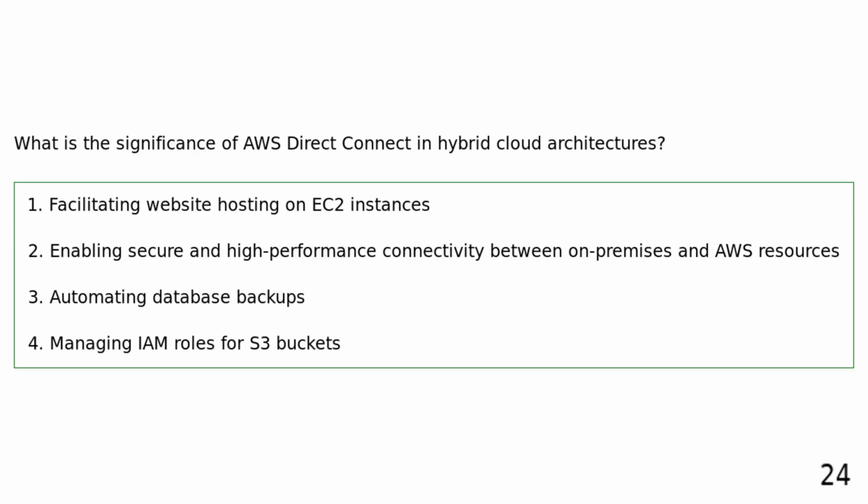What is the significance of AWS Direct Connect in hybrid cloud architectures? Facilitating website hosting on EC2 instances. Enabling secure and high-performance connectivity between on-premises and AWS resources. Automating database backups. Managing IAM roles for S3 buckets.